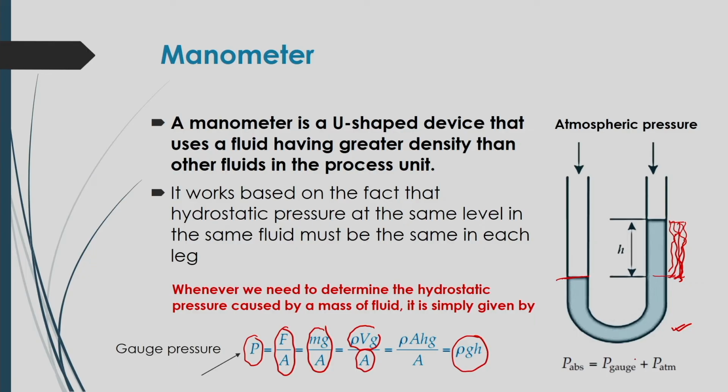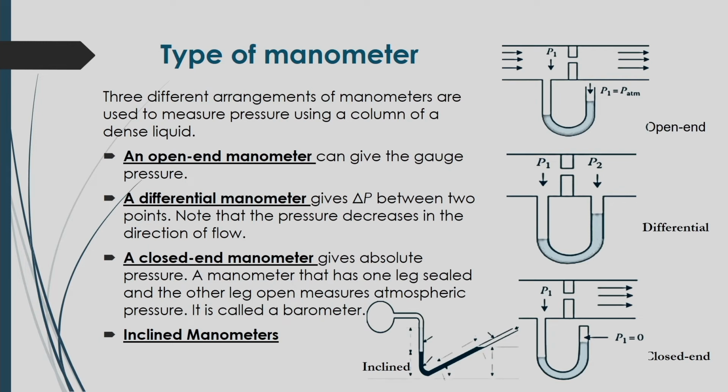Here the absolute pressure will be equal to the gauge pressure plus the atmospheric pressure. Whatever hydrostatic pressure is based on this small h of the fluid element is recorded as the gauge pressure, whereas on top of this there is extra pressure, the atmospheric pressure, acting on the surface. The sum of the gauge pressure and the atmospheric pressure is equal to the absolute pressure.